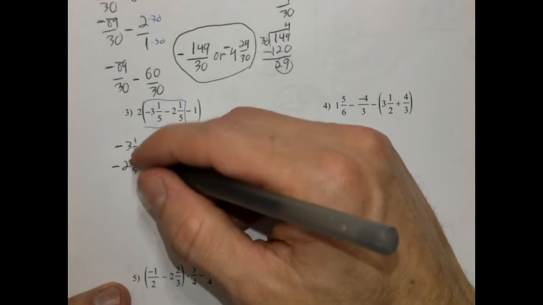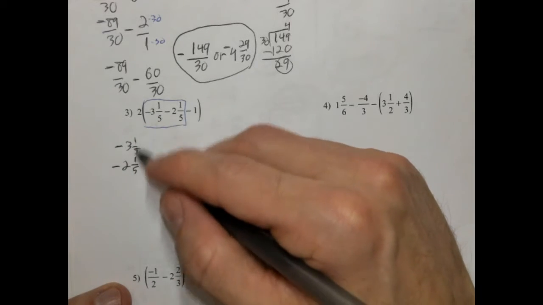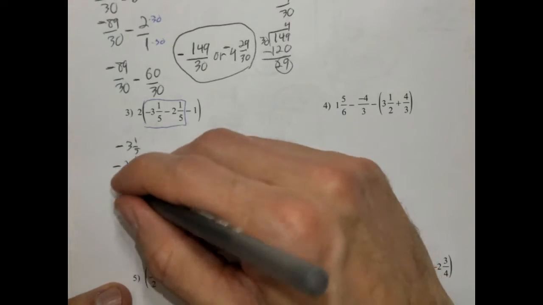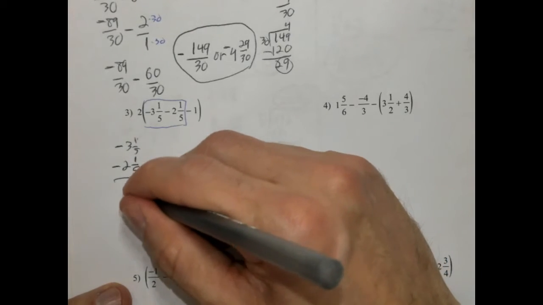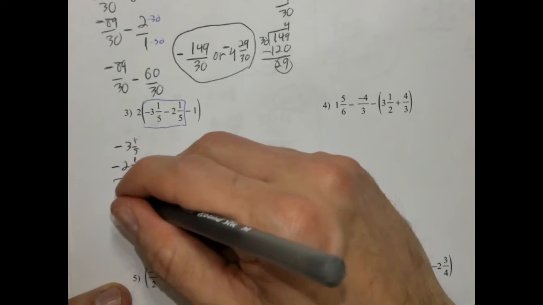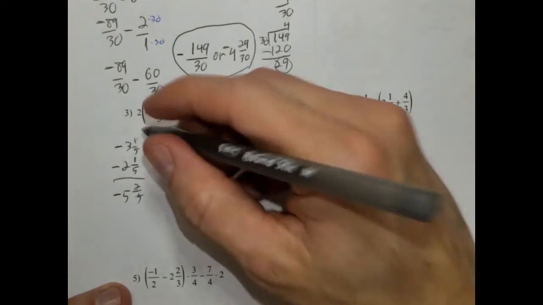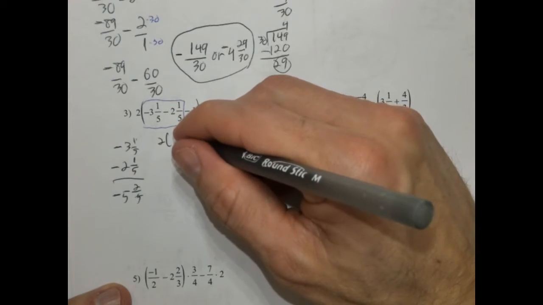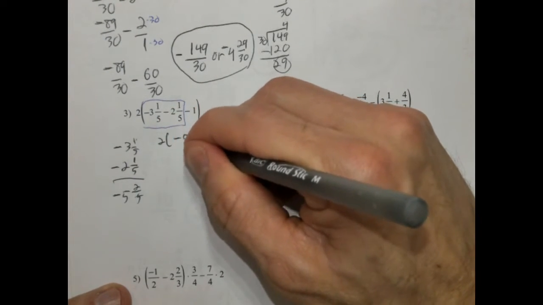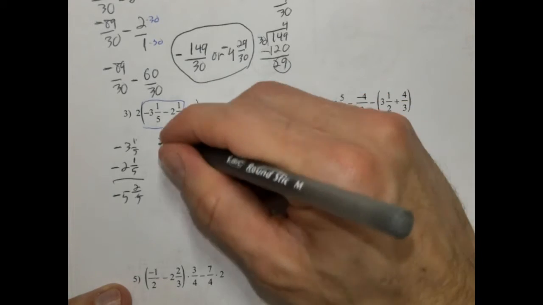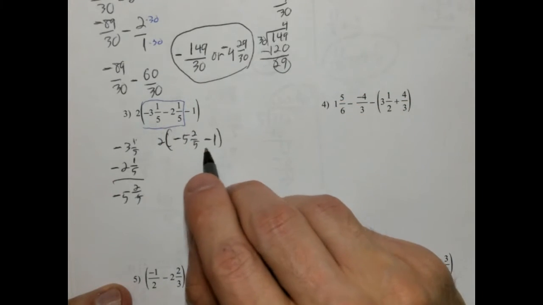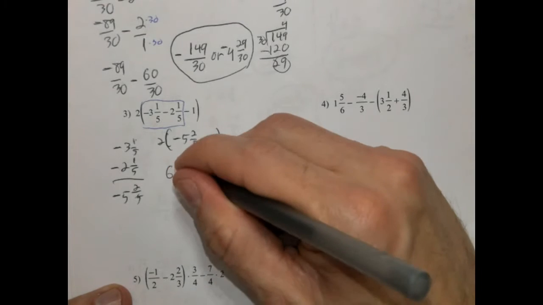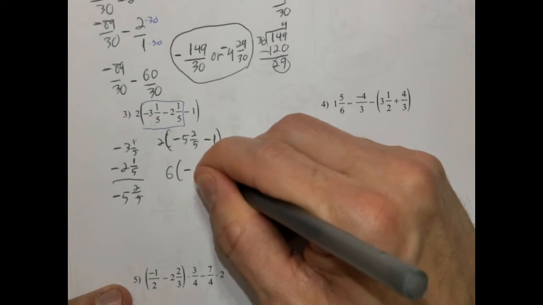Well, this is interesting. They already have the same denominator, so we can actually combine these, and they're both negatives. We're going to add and keep. So 1/5 plus 1/5 is 2/5, and 3 plus 2 is 5. So it's negative 5 2/5. So 2 parentheses negative 5 2/5 minus 1. Negative 5 2/5 minus 1 would be negative 6 2/5. So 2 times negative 6 2/5.